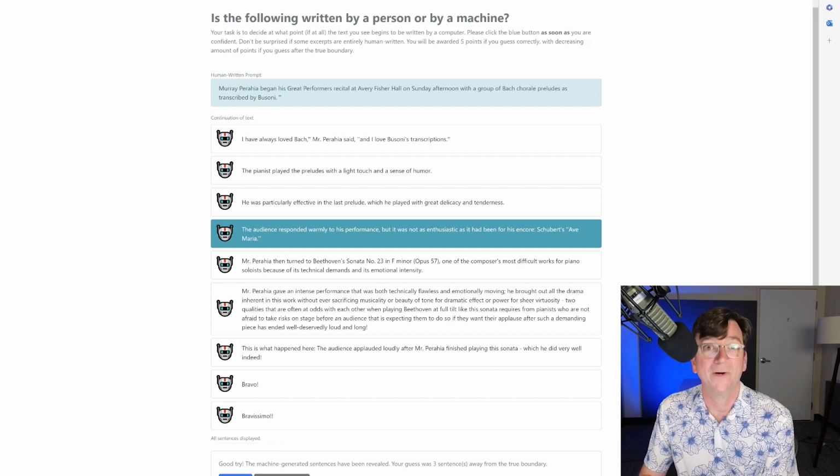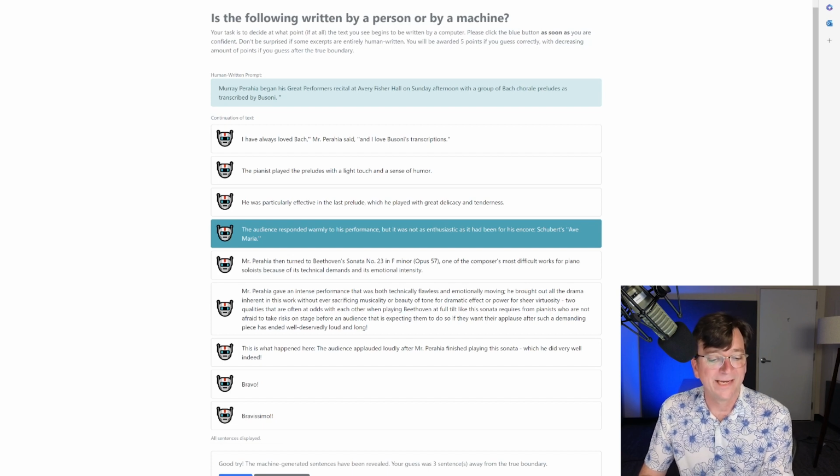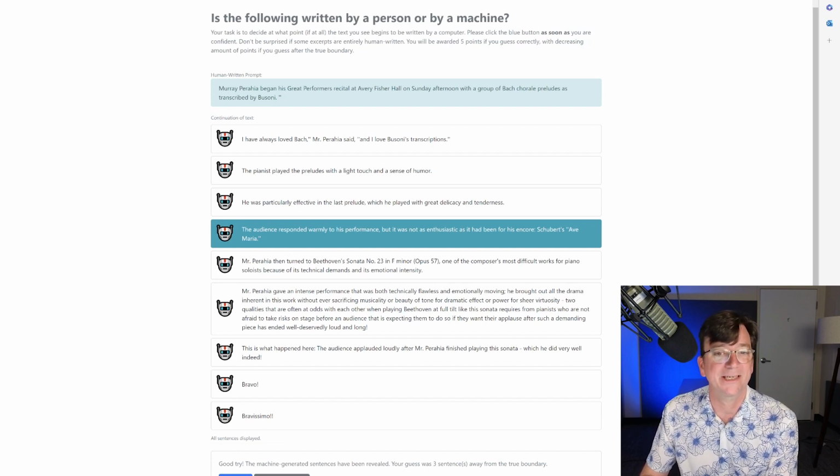And in fact, that was a machine generated sentence, but I missed the earlier machine generated sentences. So it switched immediately from human written to machine written. So it took me 1, 2, 3, 4 sentences before I reliably detected that it was machine generated. So I get some amount of points for guessing close to the boundary, and then I would get more points if I guessed exactly at the spot that it switched.